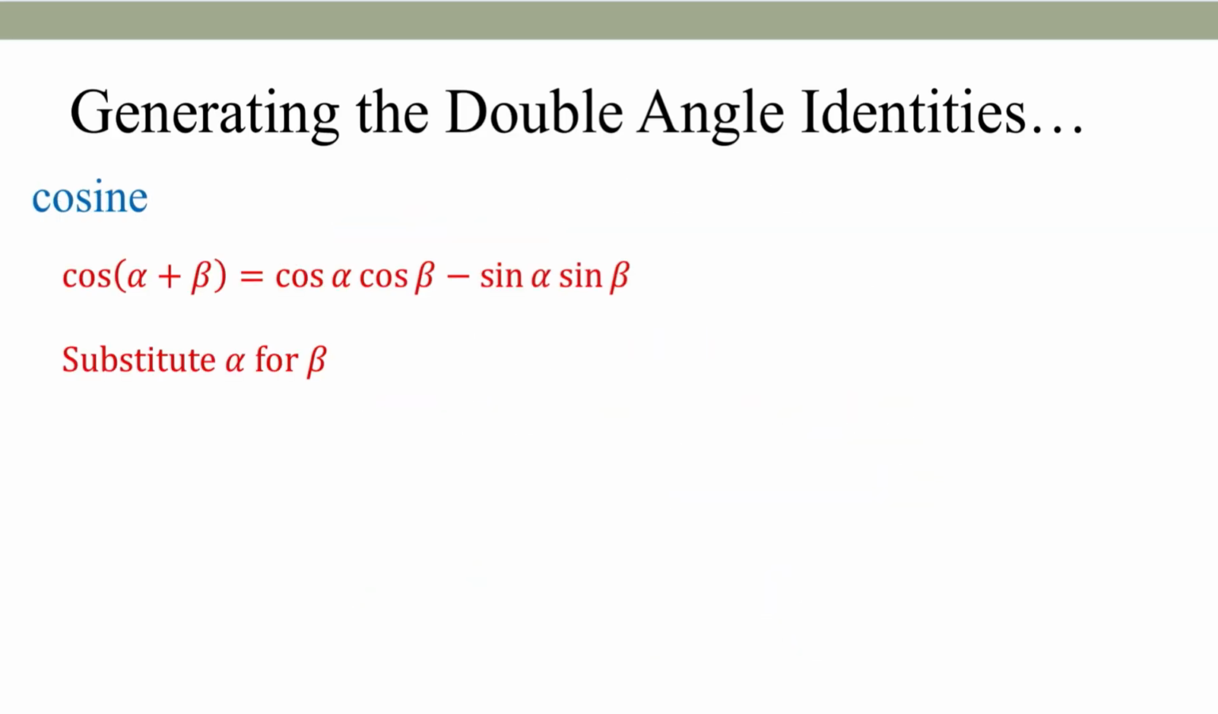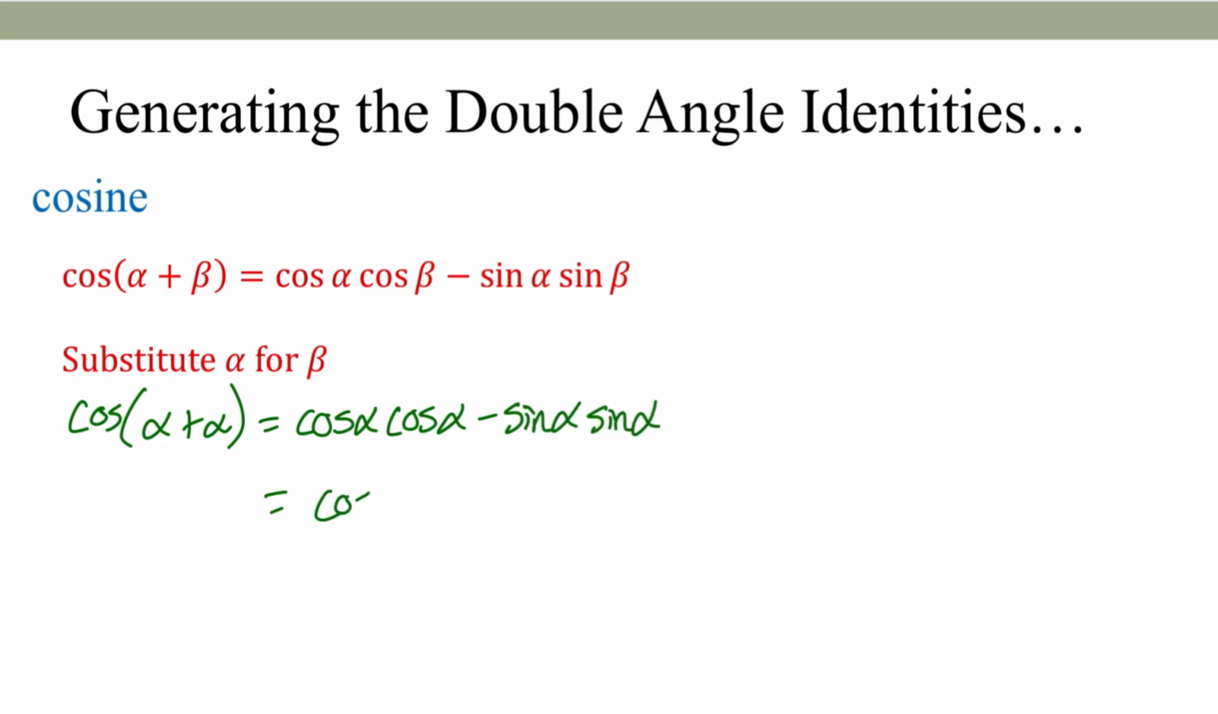All right, and finally, we're going to do the cosine double angle identity. And again, I'll remind you about the cosine sum identity: cosine alpha cosine beta minus sine alpha sine beta. And you can probably guess that we are going to substitute alpha for beta. So we're going to have cosine of alpha plus alpha. So that's equal to cosine alpha cosine alpha minus sine alpha sine alpha, which is cosine squared alpha minus sine squared alpha, which is equal to cosine of 2 alpha.